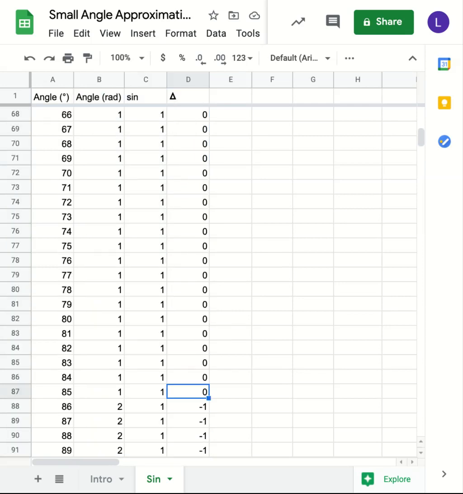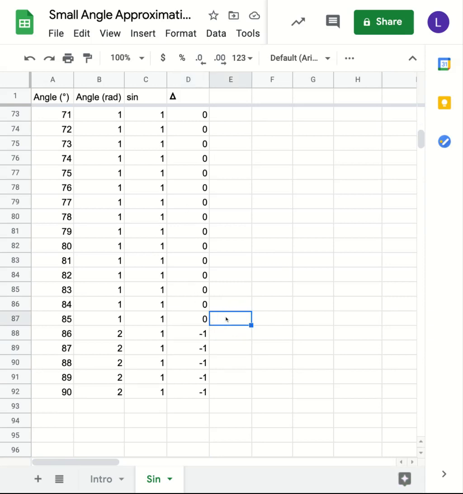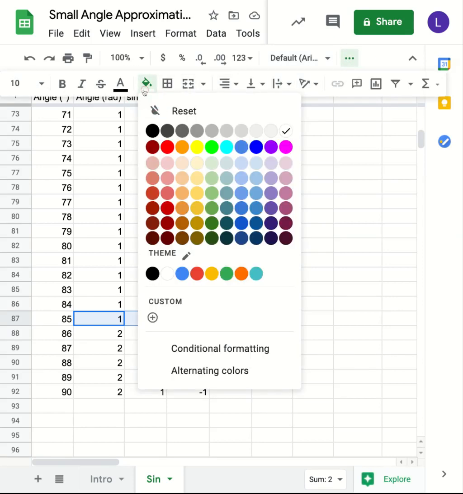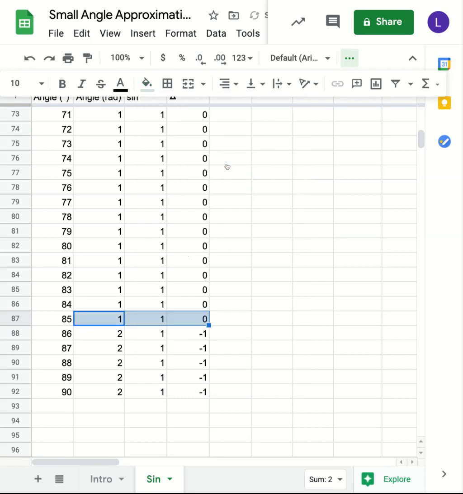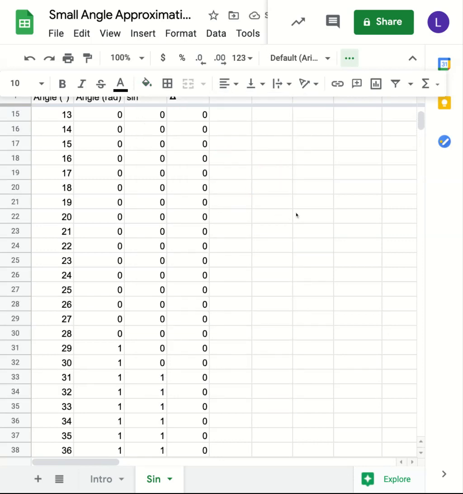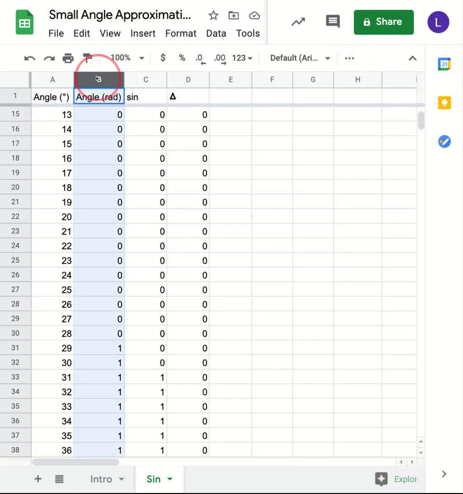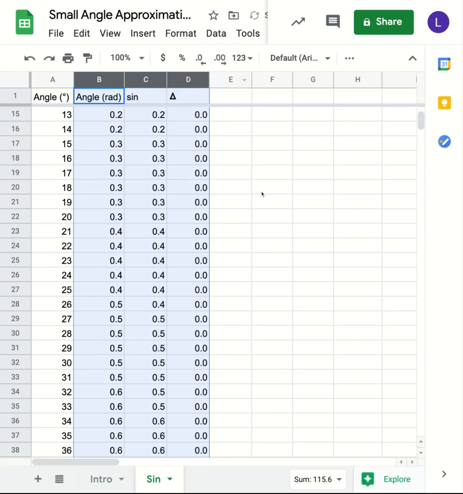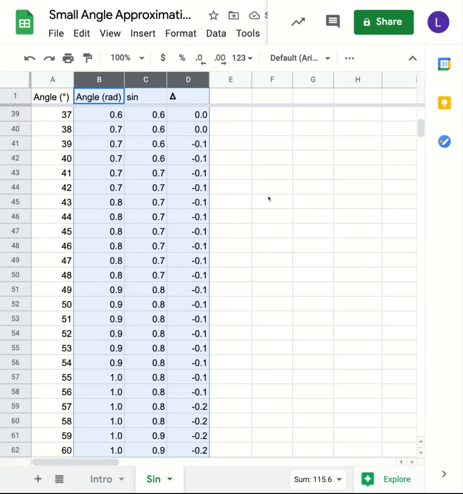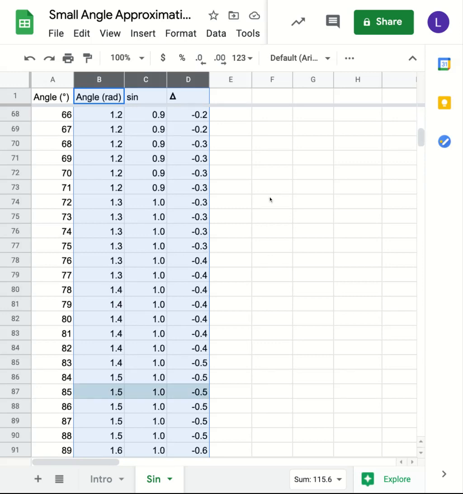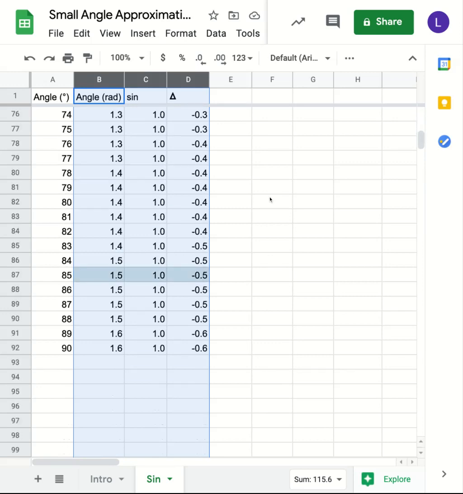Whoa! One significant digit, sine of theta does equal theta. Oh, 85 degrees, one significant digit. Well, let's change it to two significant digits. Now, that's to the nearest whole number, I should have said. It wasn't one significant digit, but to the nearest whole number, 85 degrees it holds.